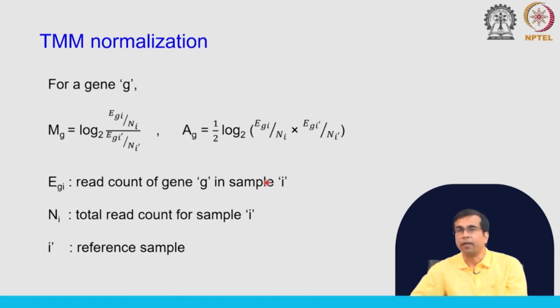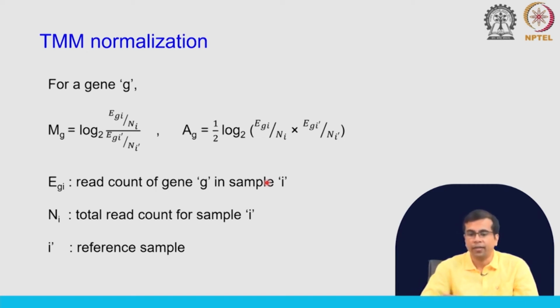Okay, so how do you calculate these M and A values? So for gene g, right? These M and A values are calculated for every gene that is present in the data. So M_g is simply the log of E_gi divided by N_i, divided by E_gi' divided by N_i'. Now this E_gi is the read count or expression of gene g in sample i, okay, and N_i is the total read count of sample i, okay. And the lower part, this E_gi' and N_i', is for the reference sample, right. So in the first step you choose the reference sample and then you get all these values, okay.